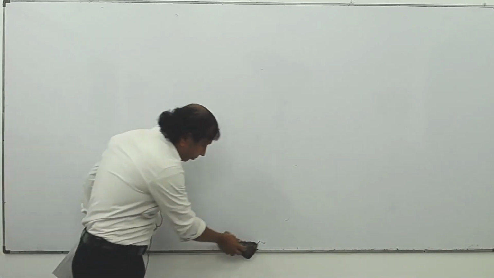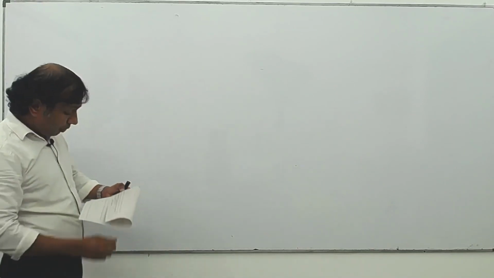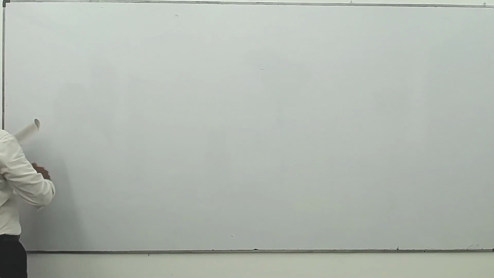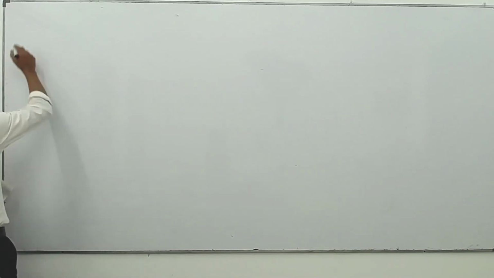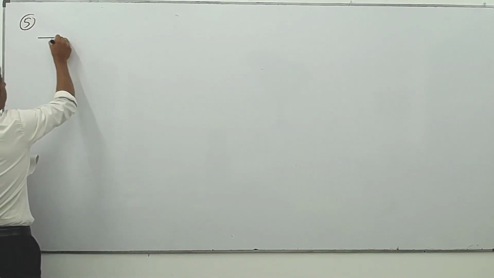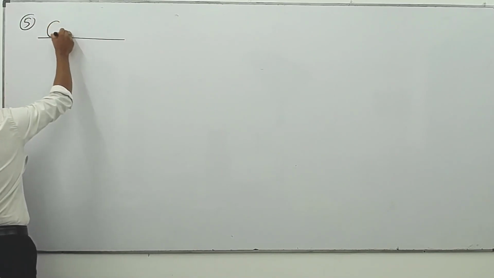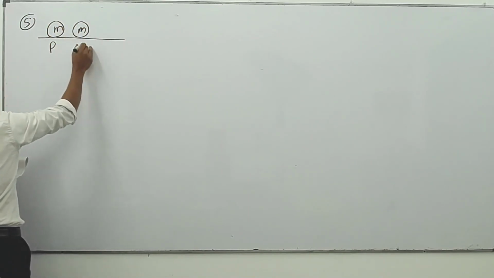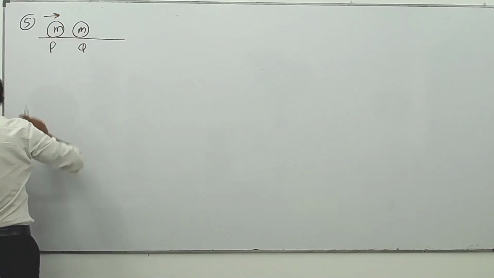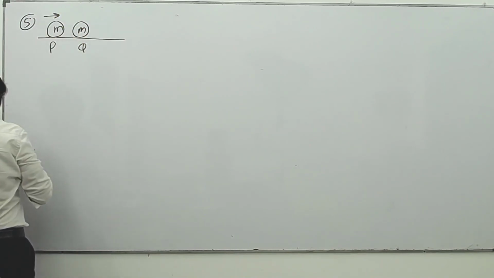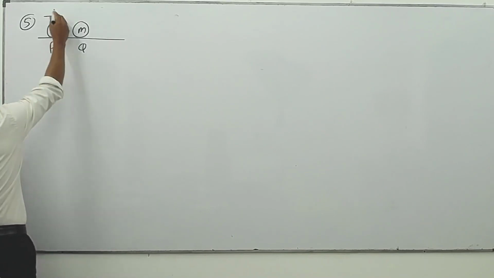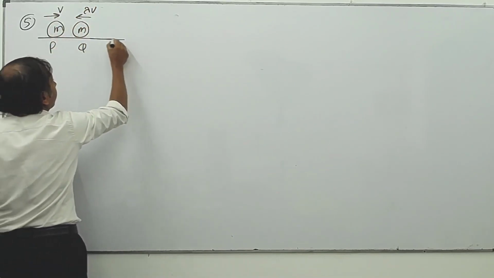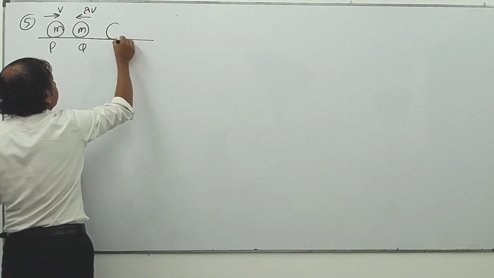Right. Next one, your number 5. Particles P and Q, same mass, move in opposite directions with velocity v and lambda v. They collide here.